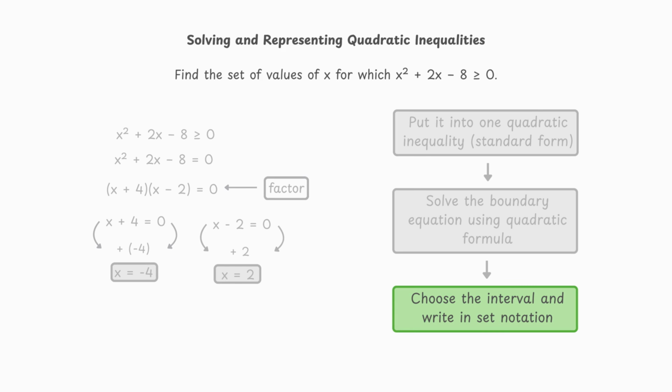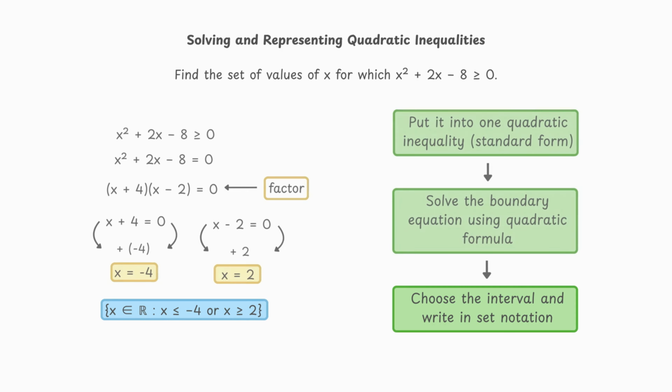Finally, we write the solution clearly in set notation. x belongs to the real numbers such that x is less than or equal to -4, or x is greater than or equal to 2. So always remember the process. Put the inequality into standard form, solve the boundary equation, then choose the correct interval, and write the final answer clearly.